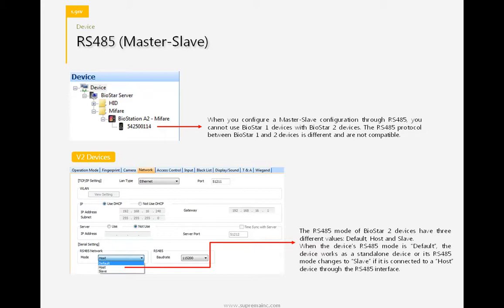So version 2 devices have default. All the devices come as default. What it means is you change one device to host, and the other device remains as default. And you configure the RS-485, and the device that had the default mode will be automatically changed to slave mode when it is found by the host device. So there is no inconvenience of connecting the slave device to the BioStar software and changing its mode manually, which is really convenient. But this is only for version 2 devices.